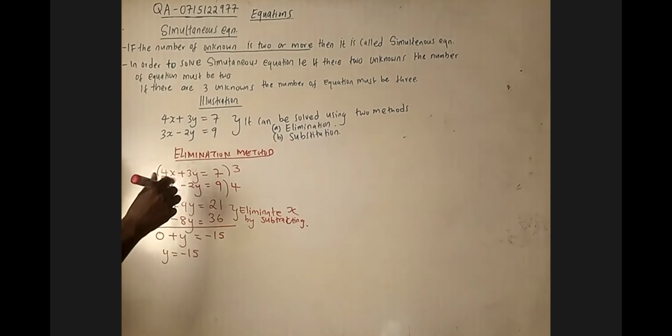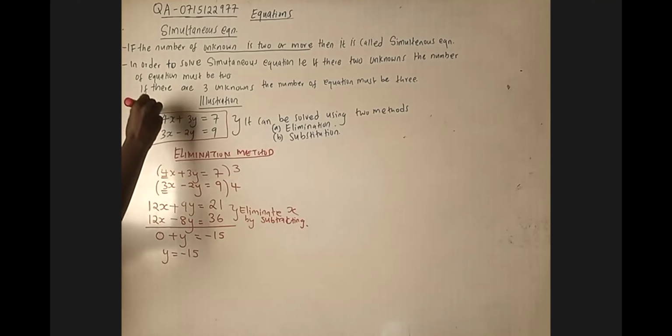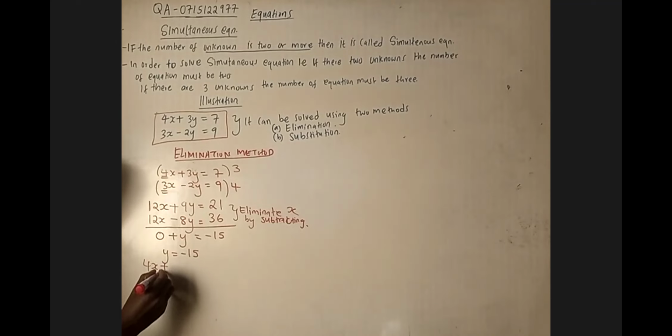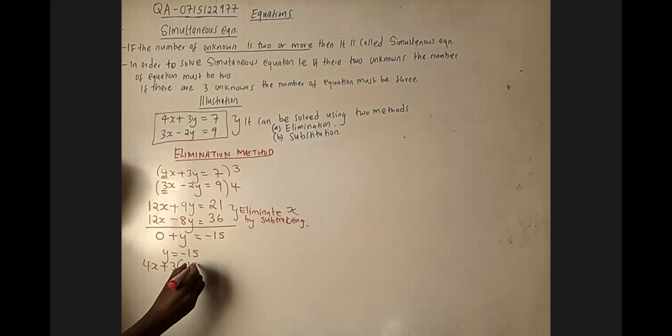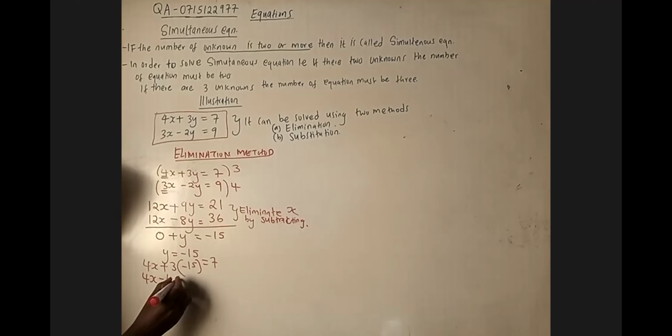So we pick the original equation. You can pick either of the two. So you substitute this one into the original equation to get the value of the other one. Let me start with the first one: 4x plus 3 times our y, minus 15, is equal to 7, to find the value of x. So itakuwa ni 4x plus, itakuwa minus 45 is equal to 7.